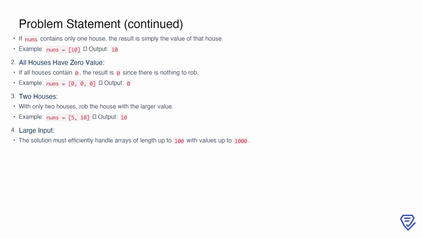Finally, let's discuss some edge cases. If the input array contains only one house, such as nums equals [10], the result is simply the value of that house, which is 10. Another edge case is when all houses have 0 money, like nums equals [0, 0, 0]. In this scenario, the output is 0 since there's nothing to rob. When there are exactly 2 houses, you should rob the house with the larger value. For example, if nums equals [5, 10], the result is 10. Lastly, the solution must handle large inputs efficiently, such as arrays of length 100 with values up to 1000, ensuring that it performs well under these constraints.